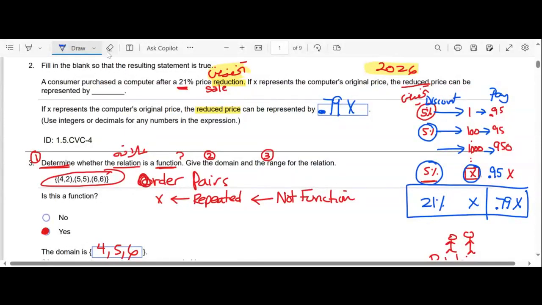Okay. Is this clear? You don't have to get the real price. If the price is 1 riyal, how much are you going to pay? 79 cents. If it's 100 riyal, 79 riyal. Okay, is this clear? So clear. Question number 2. Read, Muhammad.